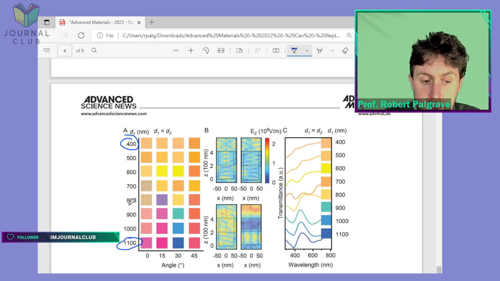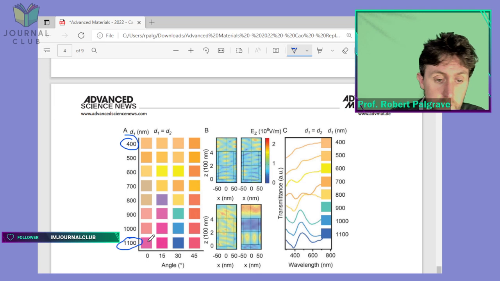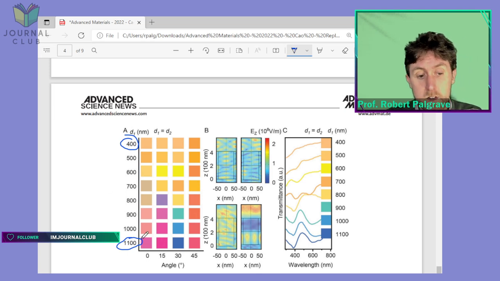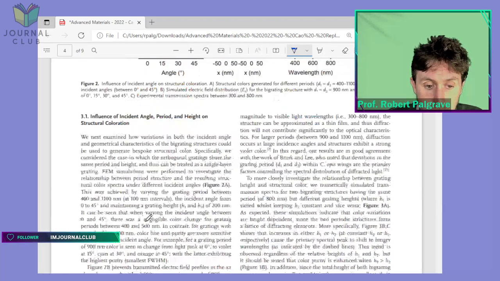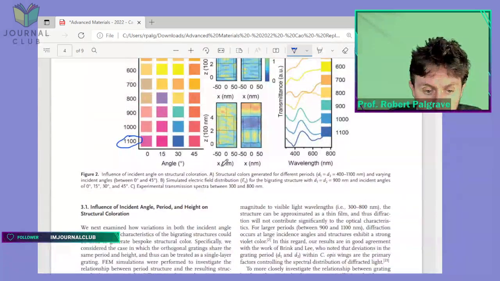So just by changing the spacing, the diffraction grating spacing, the D spacing here, they're producing this very different color spectrum, very different range of colors, which in some cases, for the higher D spacings, give you very different colors at different angles as well. So that's pretty interesting. Okay, let's see what else we have in this figure.